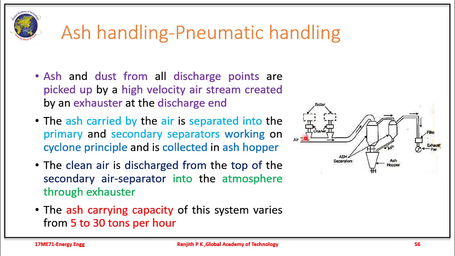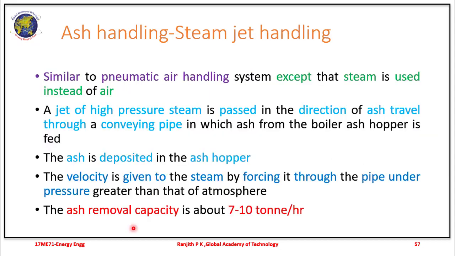And in the pneumatic, the high velocity air picks up this ash and is then passed through the ash separator and then collected finally at the ash hopper. Instead of water, air is used as a handling medium, and the ash carrying capacity varies from 5 to 30 tons per hour.